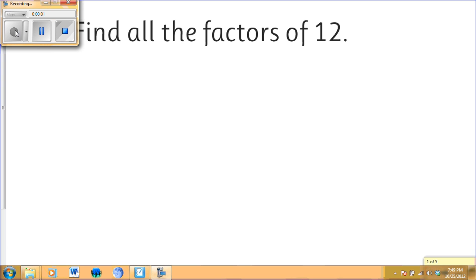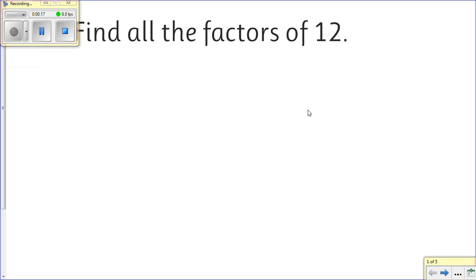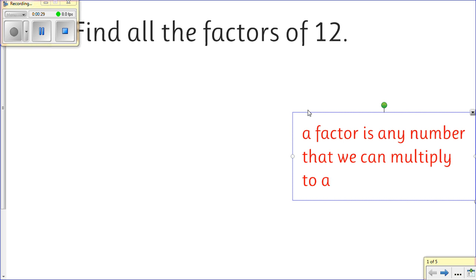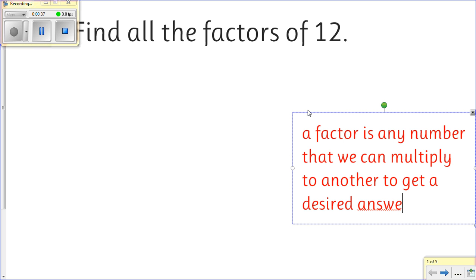Today we're going to do a lesson on finding the factors of a number and then finding the common factor of two numbers. To start off with, we need to know what a factor is. To state the definition, we can say that a factor is any number that we can multiply to another number to get a desired answer.